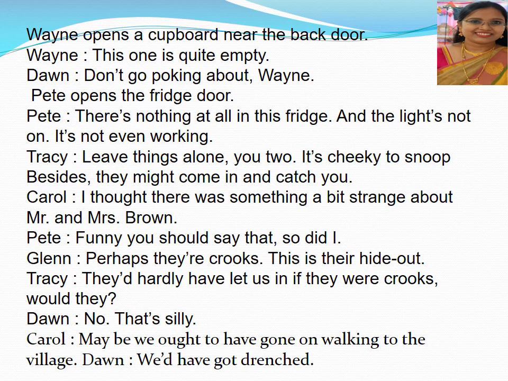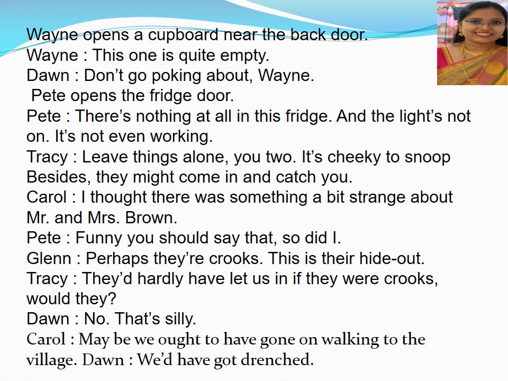So now these children are looking into the things in that house. First they checked the kitchen, which was fully empty, nothing was there. And they opened the cupboard near the back door, that was quite empty, also nothing was there. And Dawn, the lady, was saying, don't go there, don't open this, don't do that. And Patty opened the fridge, and she said in the fridge also nothing was there. What will you keep in the fridge? Fruits, water, water bottles, everything, right? But in that house the fridge was not even working, there was not even a light. So Tracy said, don't touch anything, just leave. If they come, they will catch you.